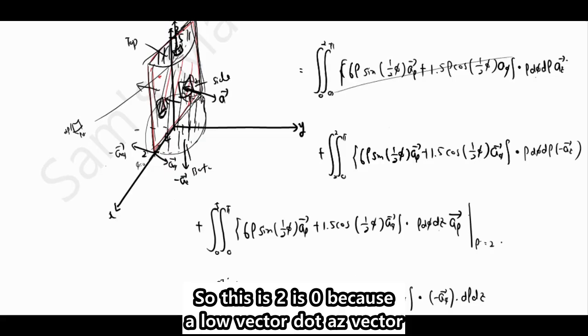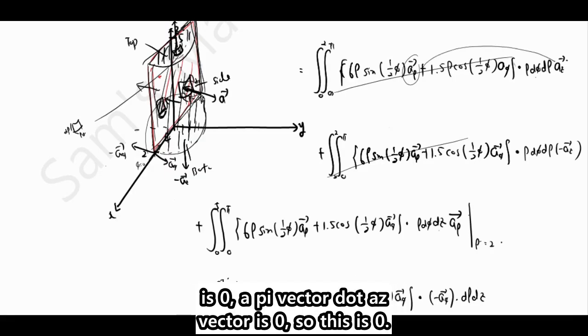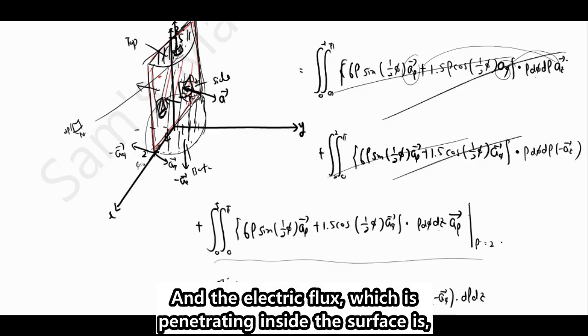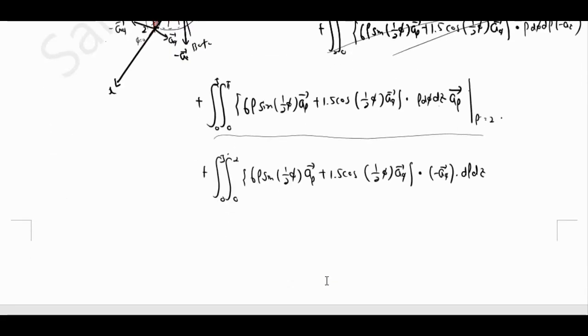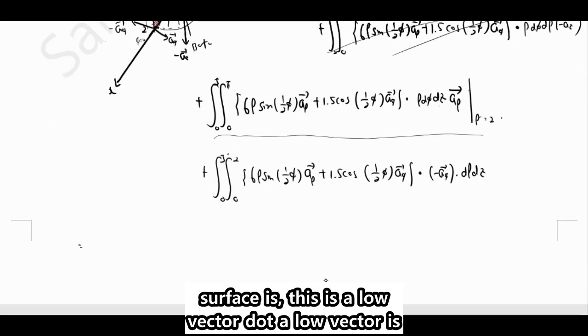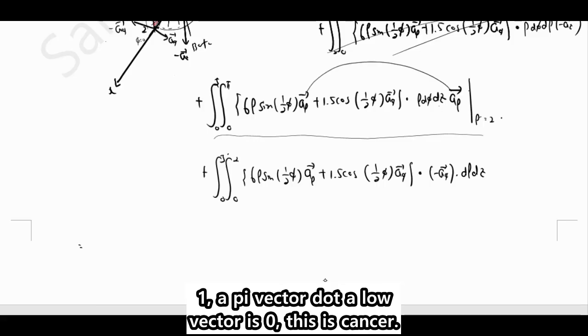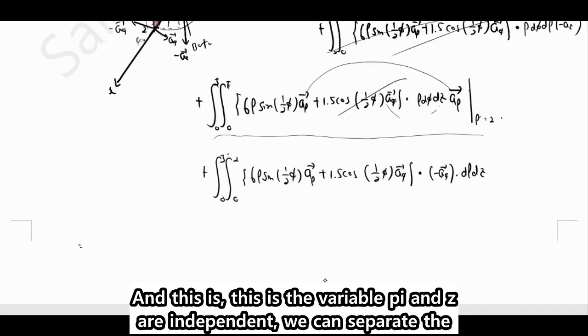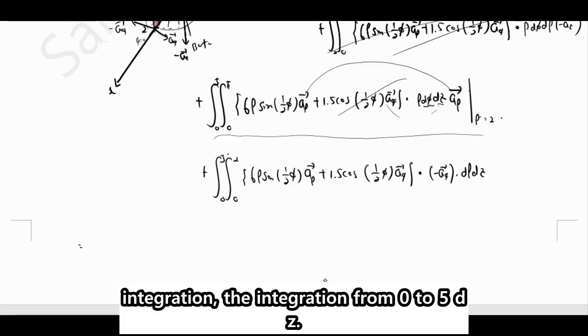So this is 0 because a_rho dot a_z is 0 and a_phi dot a_z is 0, so this is 0. The electric flux penetrating the surface is... a_rho dot a_rho is 1, a_phi dot a_rho is 0. This cancels, and the variables phi and z are independent, so we can separate the integration.